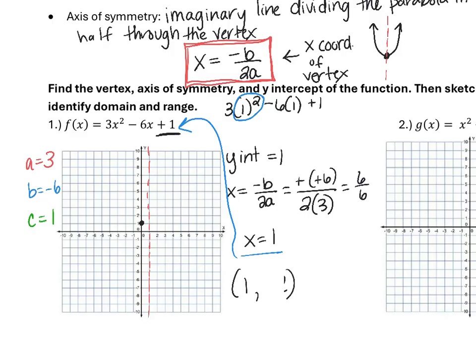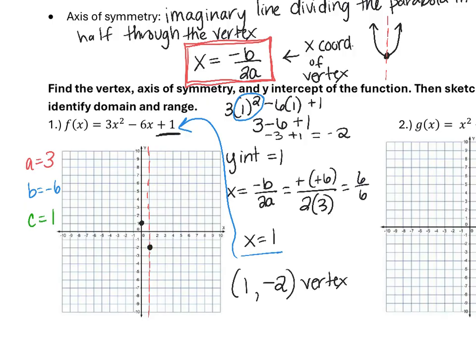1 squared is 1, times 3 is 3. What's 1 times 1? 1. 1 squared is 1. Then 3 minus 6 is negative 3, plus 1, negative 2. So when x was 1, y is negative 2. That is my vertex. I can plot that 1, negative 2, so that's here.